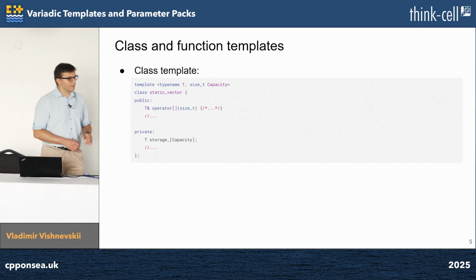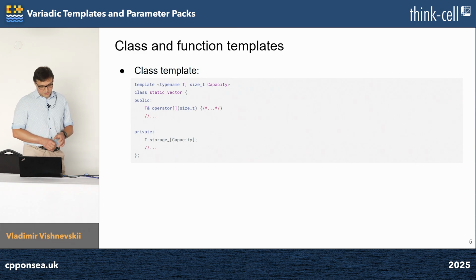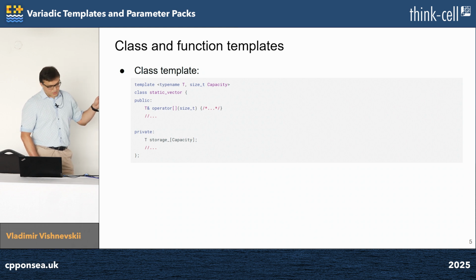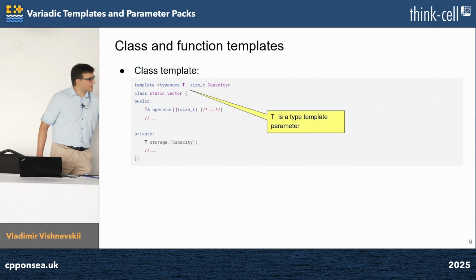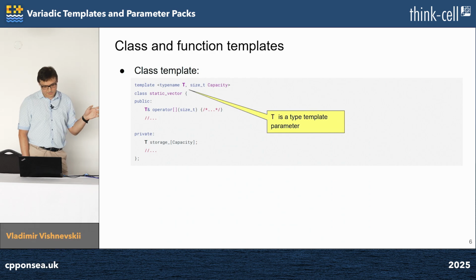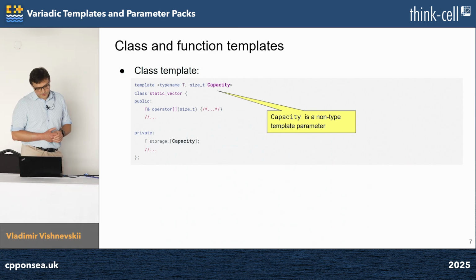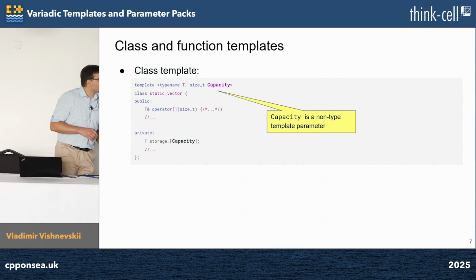Here I extended the example a bit. We have a static vector class template. This is a vector-like container that can have pre-allocated storage of some compile-time specified size. This template has two parameters. One is a type template parameter, here named T, and another one is a non-type template parameter, capacity, the maximum number of elements that it will be able to store.